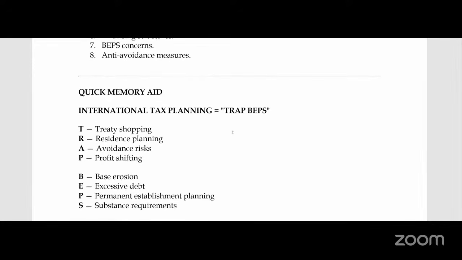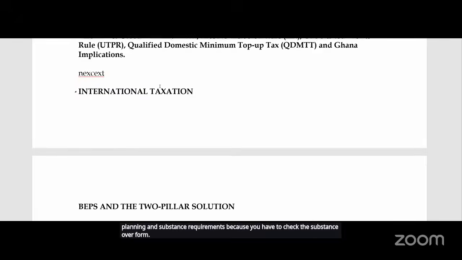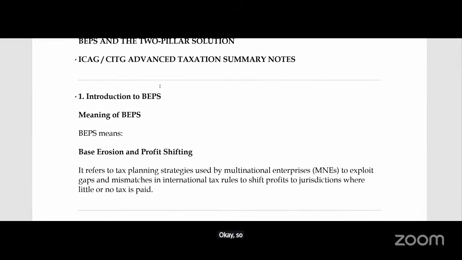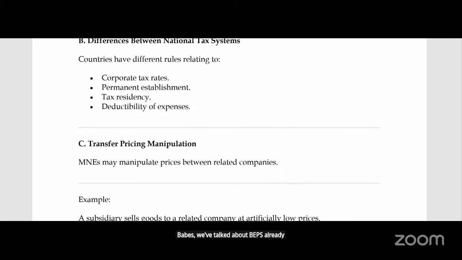Okay. So always remember TRAP BIPs, right? TRAP BIPs: treaty shopping, residence planning, avoidance risks, profit shifting, then BIPs, you remember base erosion, excessive debt, permanent establishment planning, and substance requirements, because you have to check substance over form. BIPs, we've talked about already. I wouldn't worry myself that much.